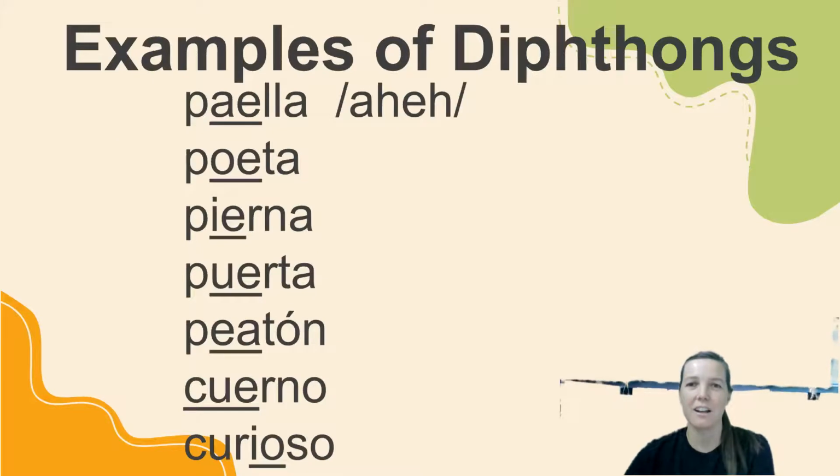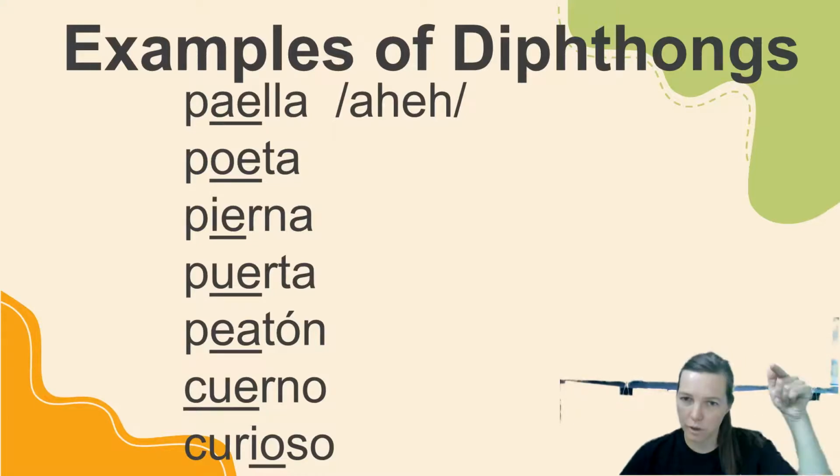Here are some examples. So the word paella, it's a traditional Spanish rice dish. I'll say it slower, paella. The next word is a poet, poeta. The next word is leg in Spanish, pierna. The next word is puerta, it's a door. You can also think of Puerto Rico, puerta. Peatón is pedestrian. Again, peatón.